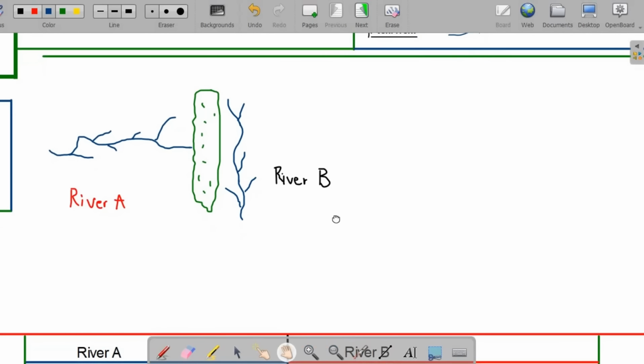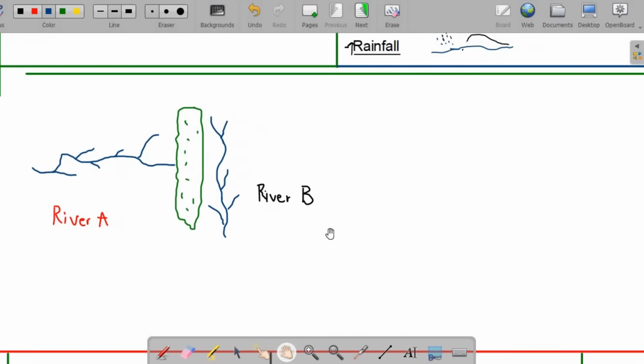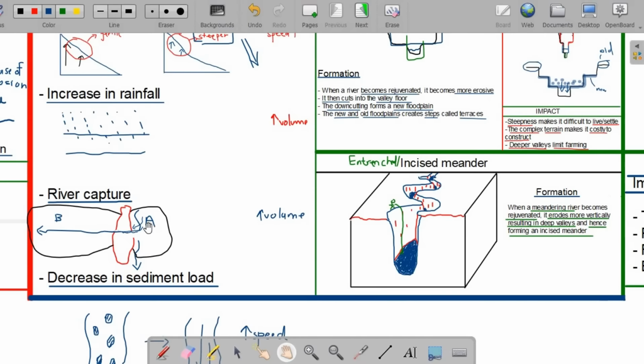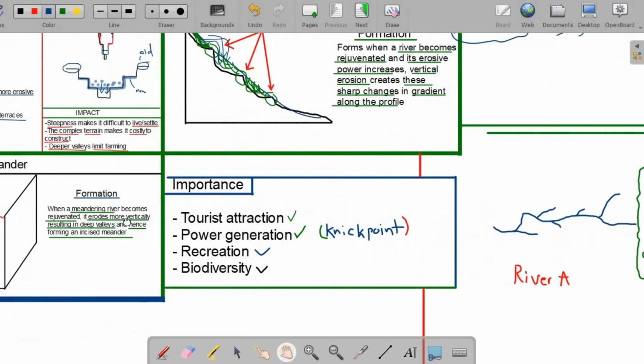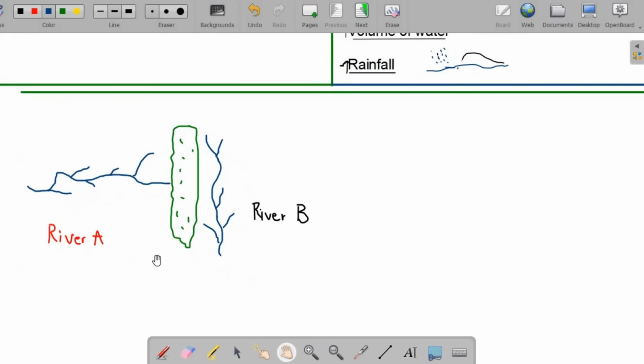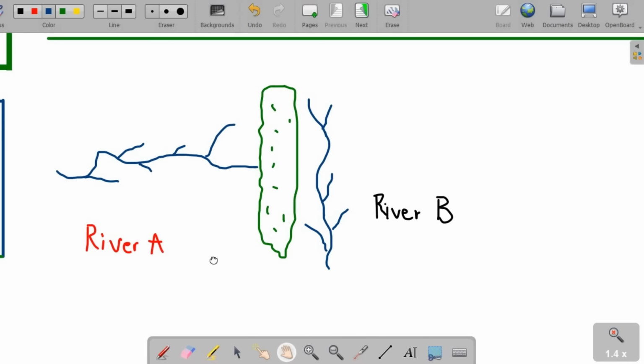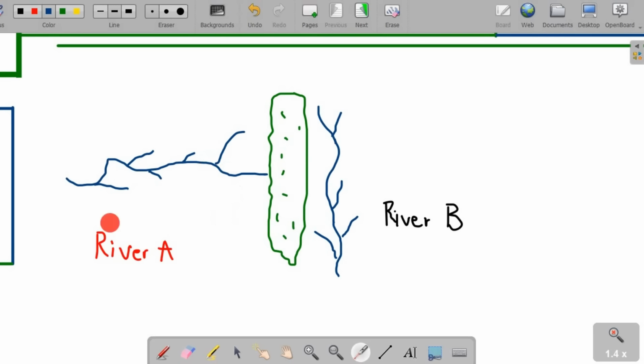Okay, right, so we're just going to illustrate how this occurs again. I think I did illustrate it, but I'm just going to do that again and highlight some of the features that are associated with river capture. So right here we have river A, and then you have river B. River A has its drainage basin, river B is on its drainage basin as well, and they are separated by what? The watershed. So this is the watershed.